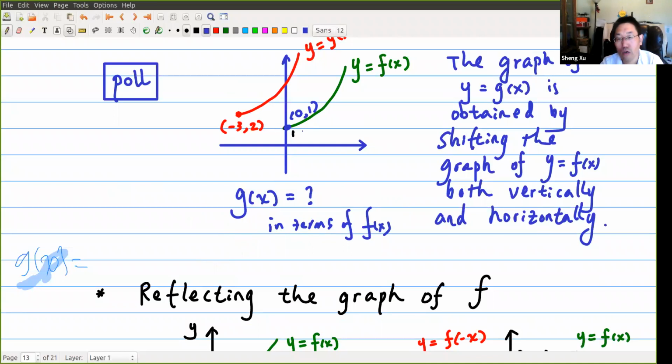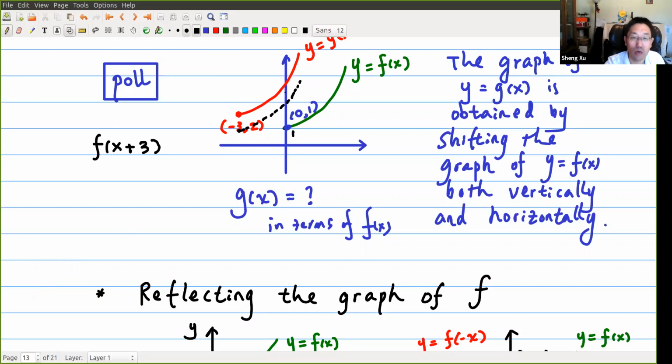Suppose I do the horizontal shifting first, right? So you see x equals zero is shifted to x equals what? Negative 3, right? To x equals negative 3 is shifting to what? To the left. I can draw one more graph. So I shift here, get this curve here, like that, right? So that black curve is what? It is f shifted to the left by 3 units. So it should be f of x what? Plus 3. Remember that? Plus a positive number is shifting to the left. So that's the black curve, right?